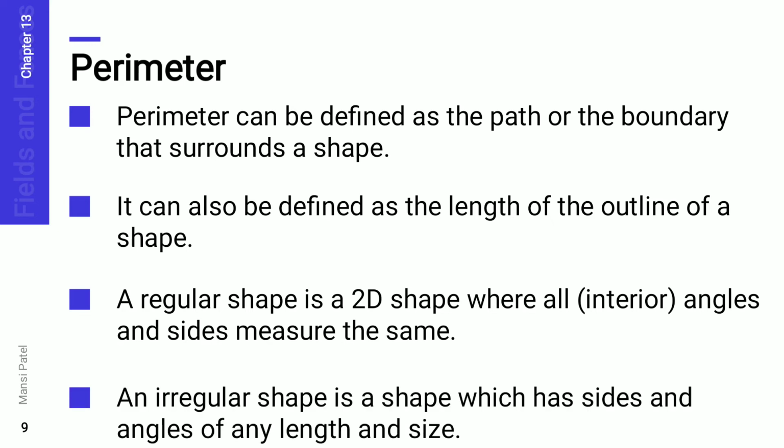What about the irregular? An irregular shape is a shape which has sides and angles of any length. If we are talking about irregular shapes, then we can say that they have sides of any length. One side is 3 centimeters, another is 5 centimeters, another is 6 centimeters. Then it is known as irregular, and the lengths of the sides of that shape are different.